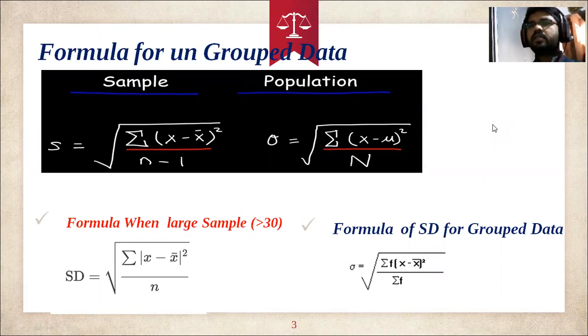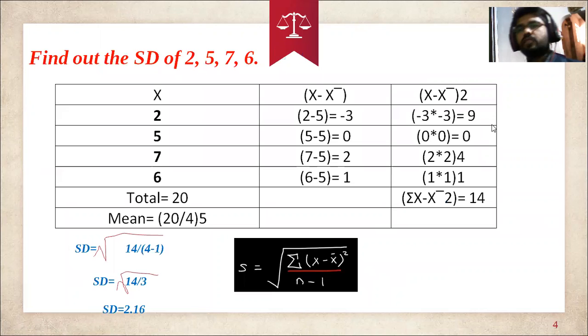Then see, we can go into the calculation part. For example, you can write in your notes: find out the standard deviation of 2, 5, 7, 6. Sometimes they will ask to find the standard deviation of 2, 5, 7, 6. They have given the 4 values, and we need to find out the standard deviation. So this is called X.